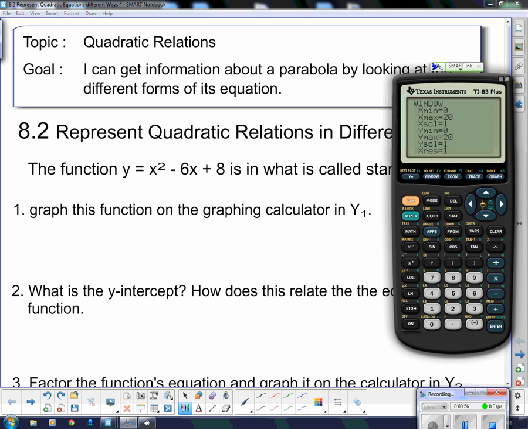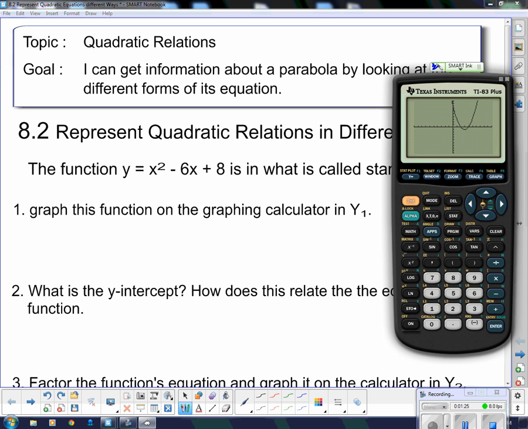Now I've got the graphing calculator here. I'm going to clear the memory. Second plus 7, 1, 2. Now it says RAM cleared. And to input that, I'm going to put it in Y1. So I'm going to press the Y equals, and put in X squared minus 6X plus 8. And now we're going to graph that.